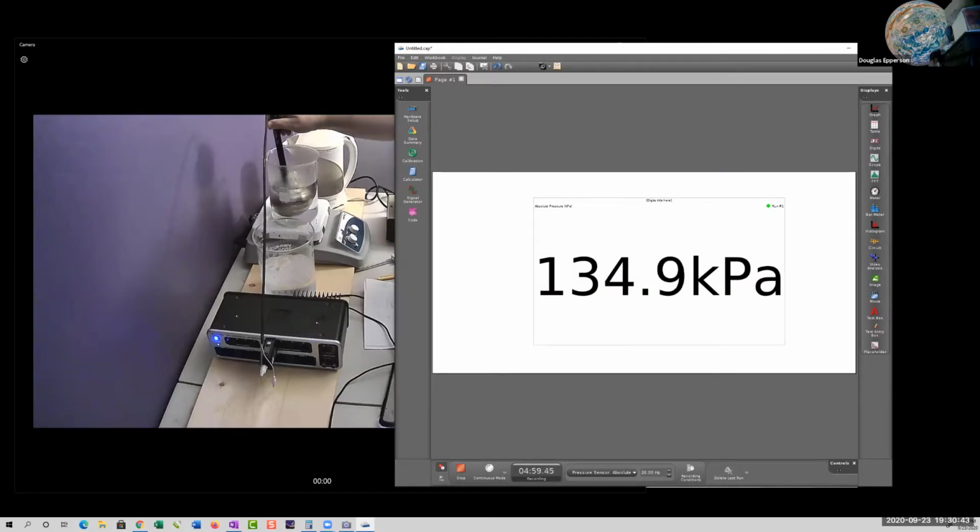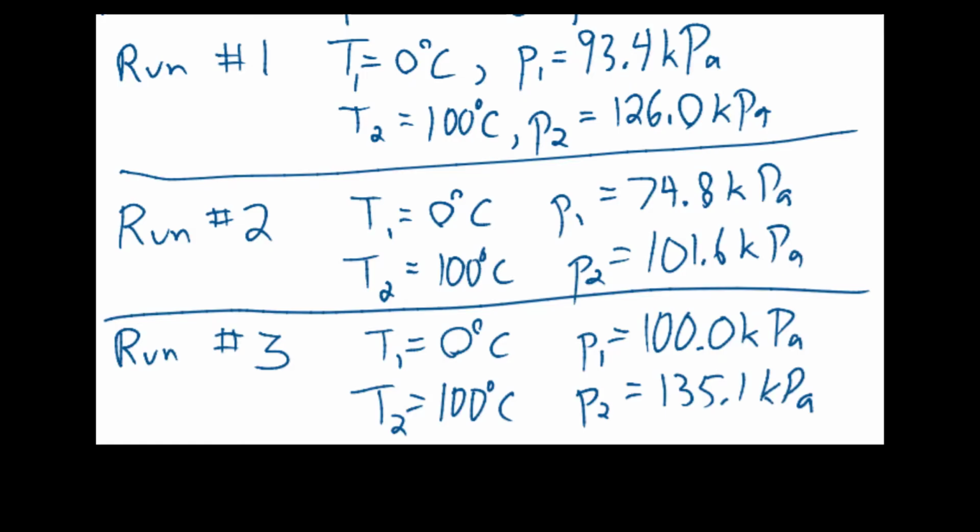134.8 kilopascals, 135. Oh, my hands in the steam are starting to get hot there. 135.2 kilopascals. 1, 2, you decide. 100 degrees Celsius. Here is a summary of the data.